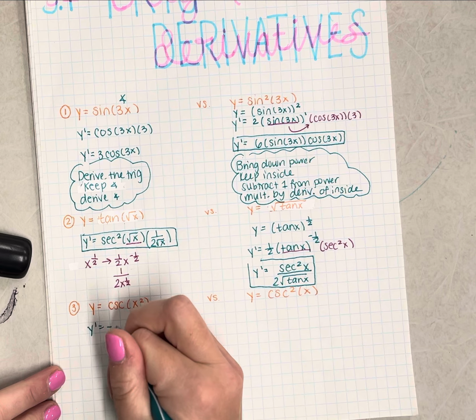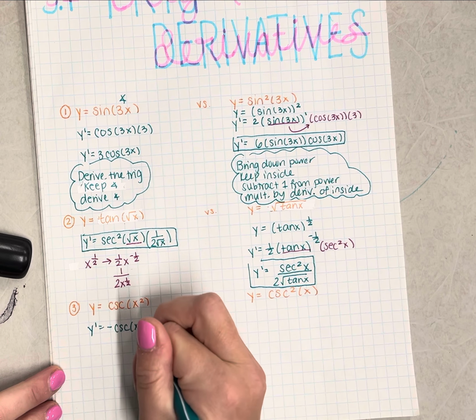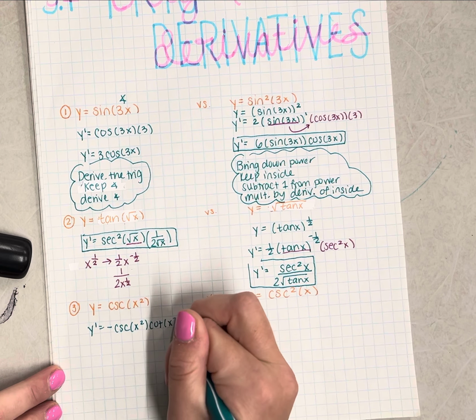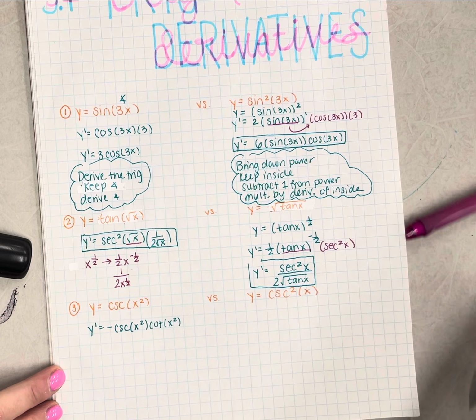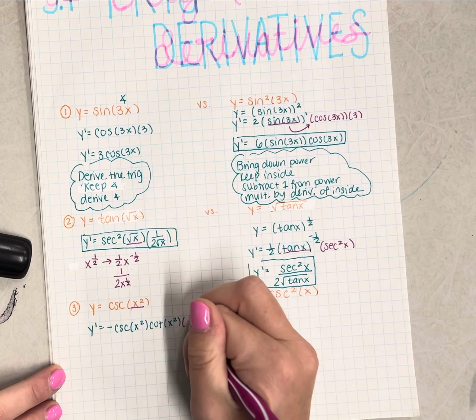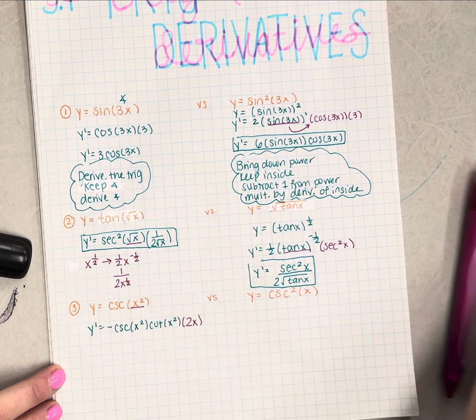Derive the trig, cosecant derives to negative cosecant, cotangent. See how I'm keeping the angle in both spots? Derive the angle. So the derivative of the angle is 2x. How would they rewrite that? They'd bring the negative and the 2x in front, and then this would be it.